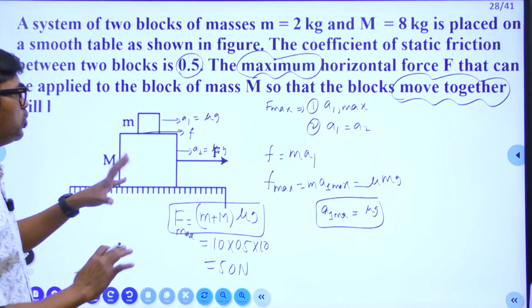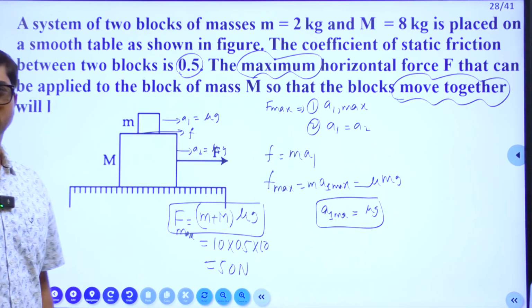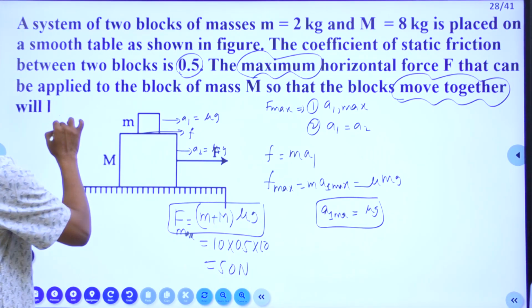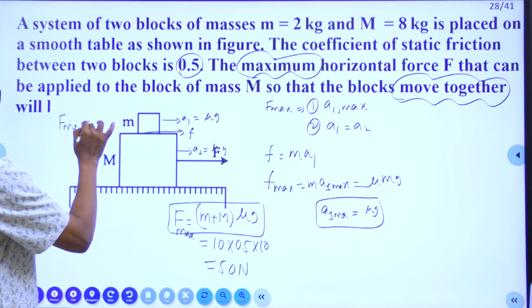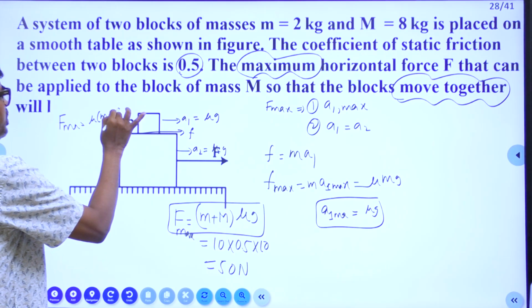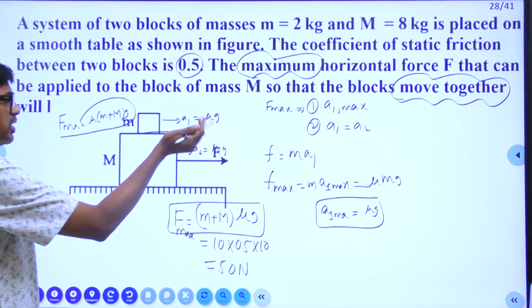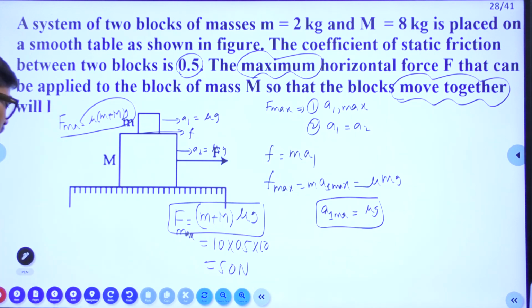In fact, it is something that you remember as a formula. Those who prepare for the NEET examination, they remember it. F max equal to mu into small m plus capital M into g. Okay, logic is this. Mu g is the maximum common acceleration they can have.